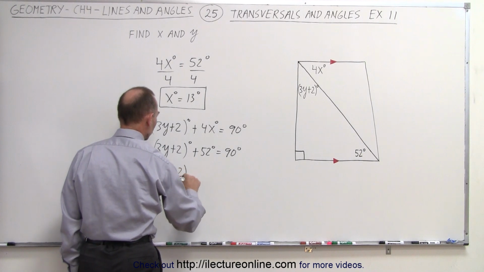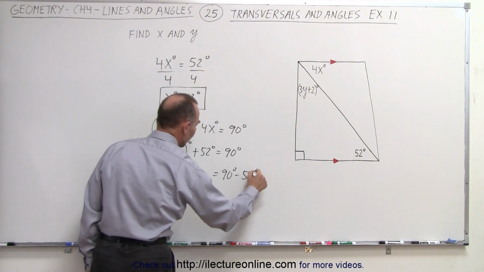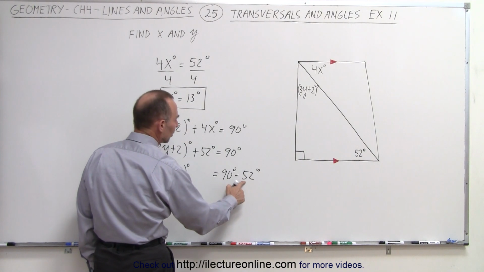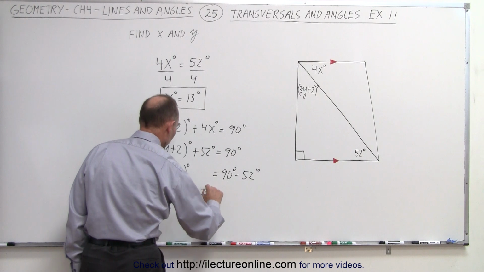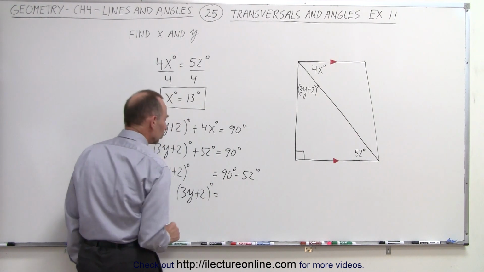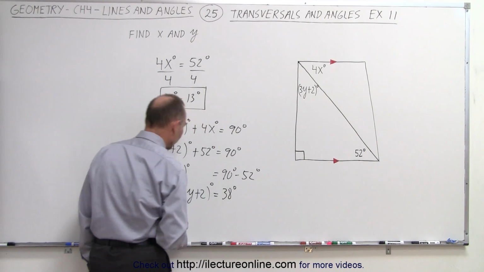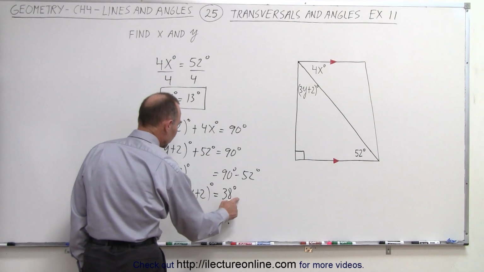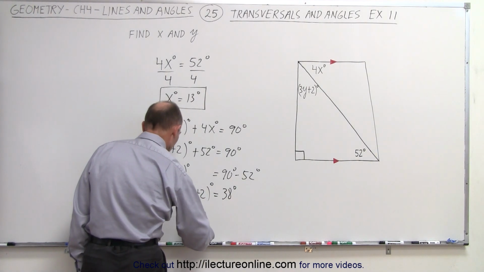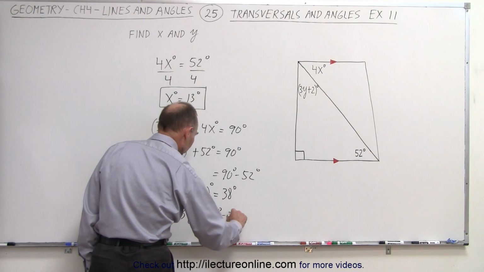3y plus 2 degrees is equal to 90 degrees minus 52 degrees. And let's see here, add 38 to this gives us 90, so we can write that 3y plus 2 degrees is equal to 90 minus 52, that would be 38 degrees. Notice we can now move the 2 degrees to the other side, so we have 3y degrees is equal to 38 degrees minus 2 degrees.